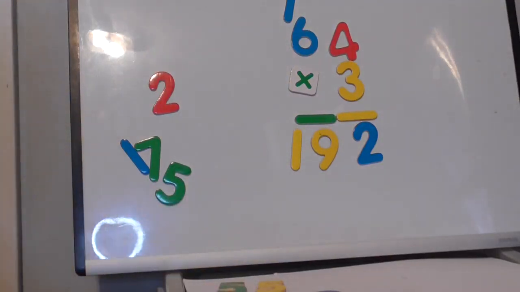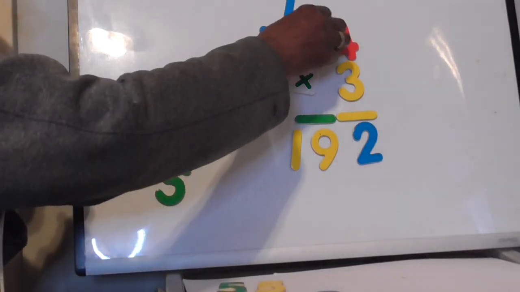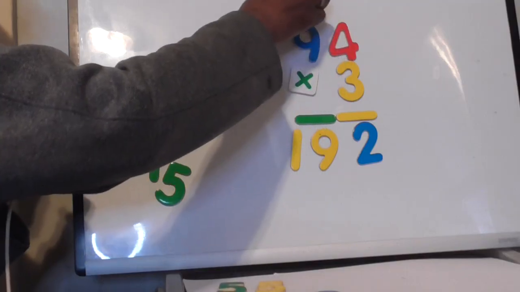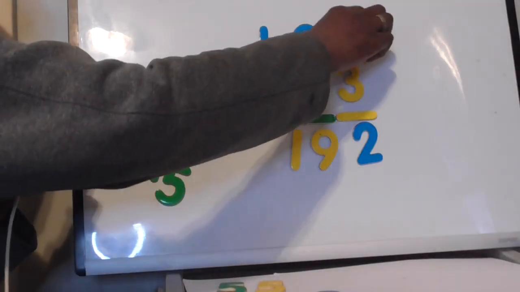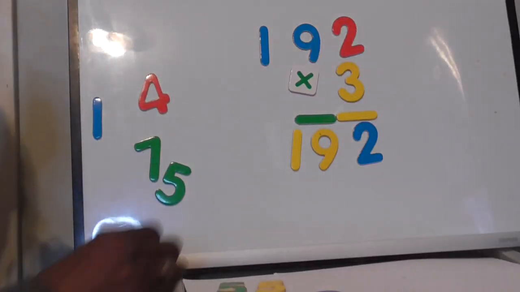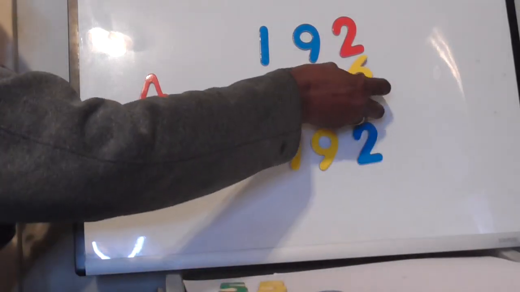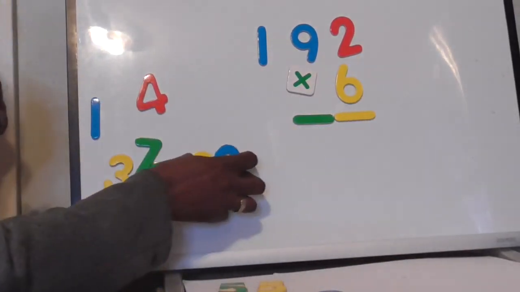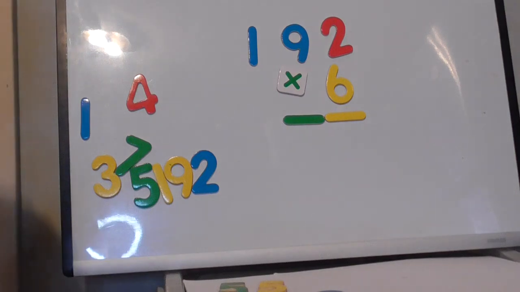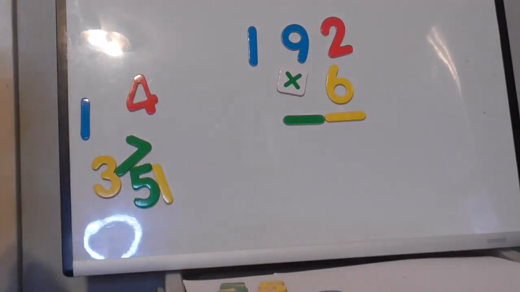Let's do another one. Let's try something for the 100s column, the tens column, and the one column. 192 times 6. Well, we have a little more work to do, but it's not really that difficult.